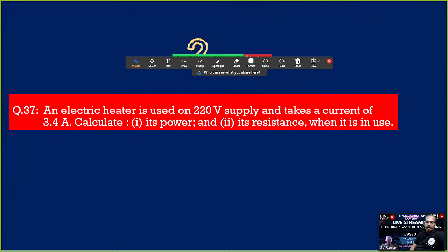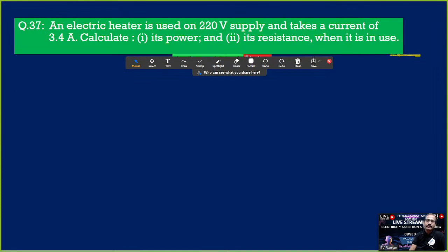Yeah, this is the most important question, a frequently asked question. An electric heater is used on 220 volt supply and takes a current of 3.4 amperes. Calculate its power and its resistance when it is in use. Now given data, V is equal to 220 volts, current 3.4 amperes. Calculate its power and calculate its resistance. These two they have asked.